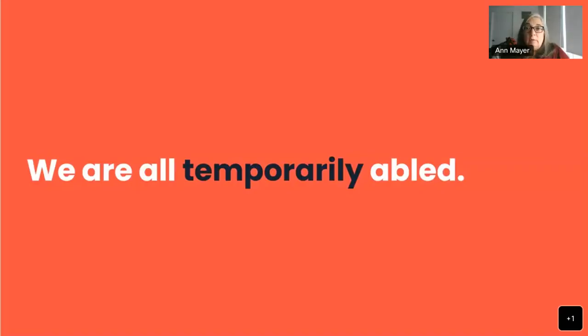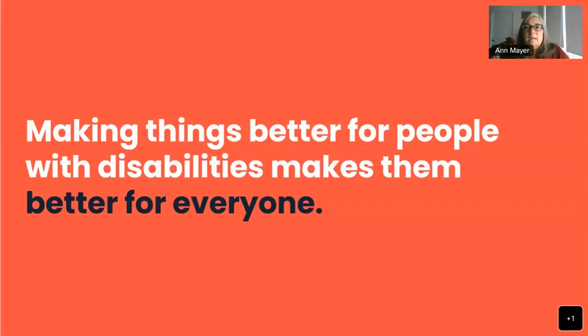So who is accessibility for? It's for all of us. We are all temporarily abled. People who understand this tend to become accessibility champions. And if we're all temporarily abled, it's also true that making things better for people with disabilities makes them better for everyone. The good news is that instead of trying to solve for umpteen different types of disabilities, which is a daunting thought, we just need to create one clear path for everyone. And that's how inclusive design covers all the bases.